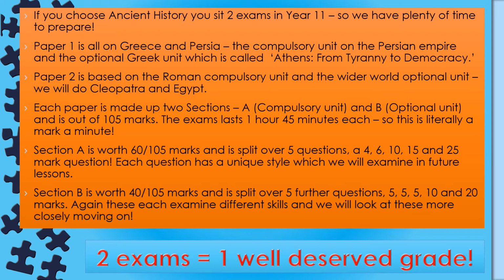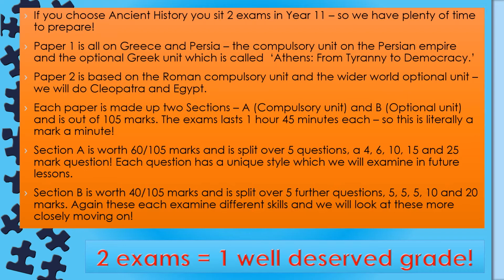Each exam paper is made up of 2 sections. Your A section, which examines your compulsory unit, and your B section, which looks at the optional unit. Each paper is out of 105 marks. There are a lot of marks available, but these fall into various different questions that vary in number of marks. The exams are both 1 hour and 45 minutes, so literally you end up working towards about a mark a minute.